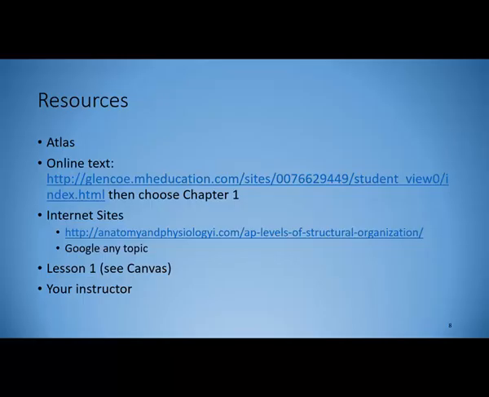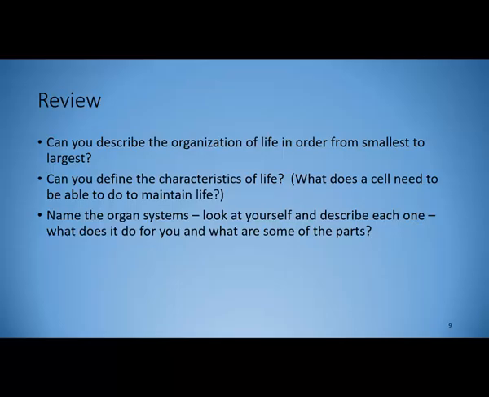The resources for this module are listed here, your atlas, your online text. You can also always Google information, lesson 1 from your Canvas site, and your instructor. Hopefully at the end of this module you can describe the organization of life, define the characteristics of life, and name the organ systems and describe them.